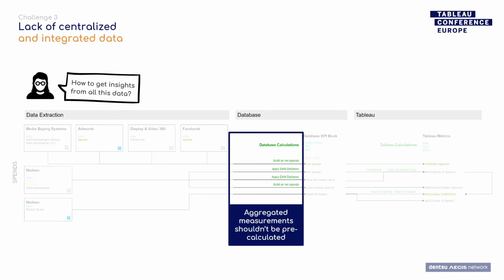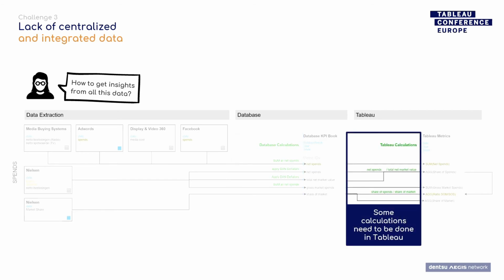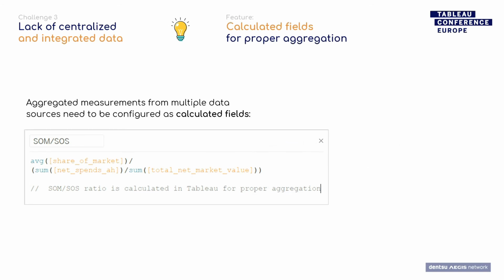just to make sure that we would save a bit of the processing in Tableau. So we would pre-calculate some things on the database, but anything that was aggregated, we needed to do in Tableau. And for that, we used the calculated fields, just for proper aggregation. So all aggregated measurements from multiple data sources, so sometimes we were calculating things combining different data sources, we were using calculated fields to get the values that we needed.